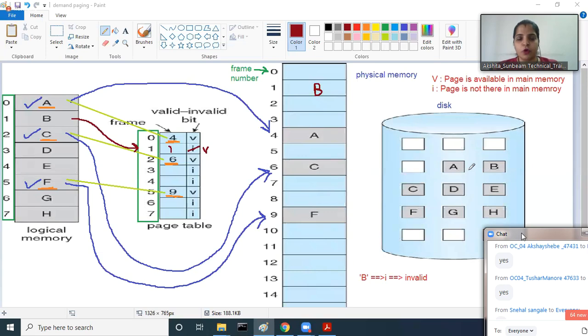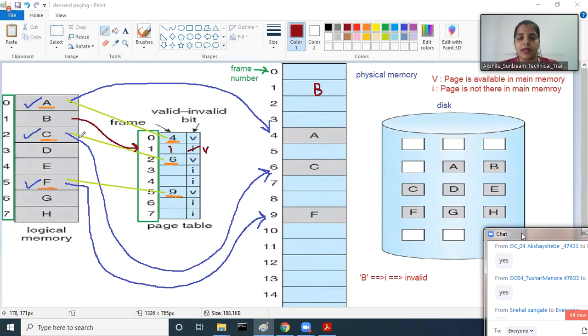So I'll give you a quick review. This is my original process from A to G, A to H. Logically, मुझे लगेगा जब मैंने इस process को execution के लिए बोला है, logically it will be allocated 0 to 7 page numbers, A to H.